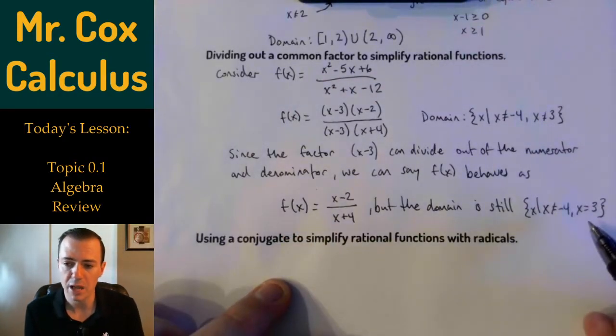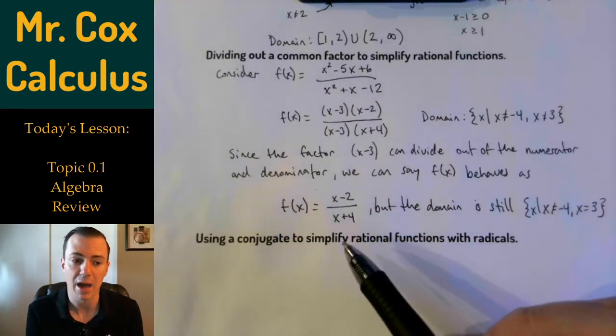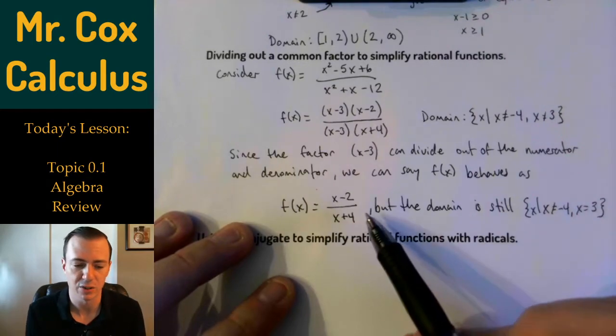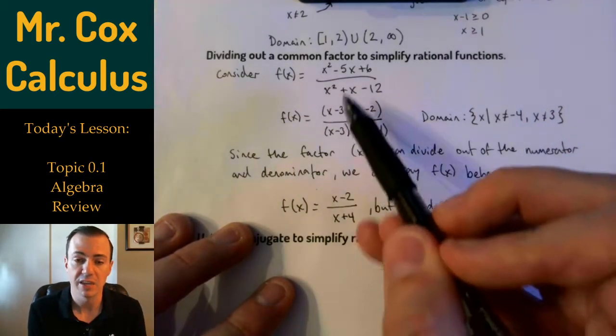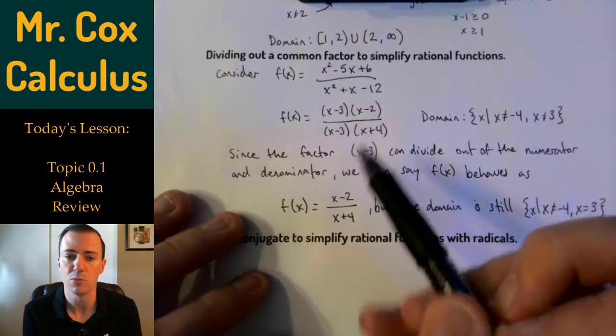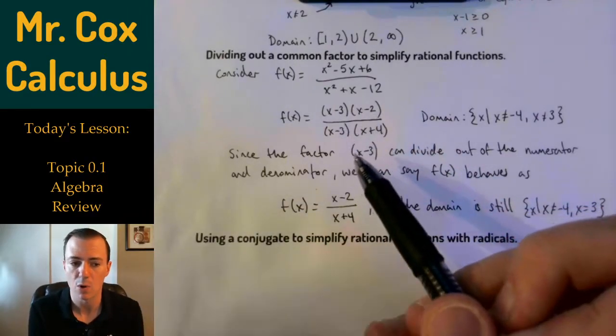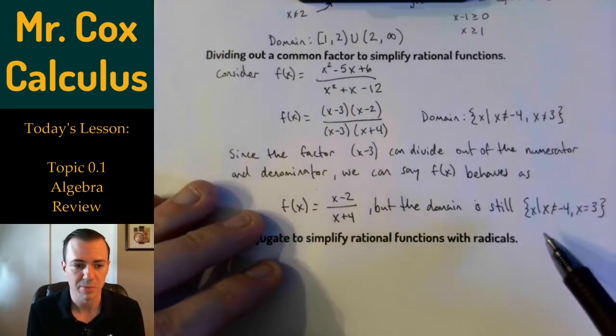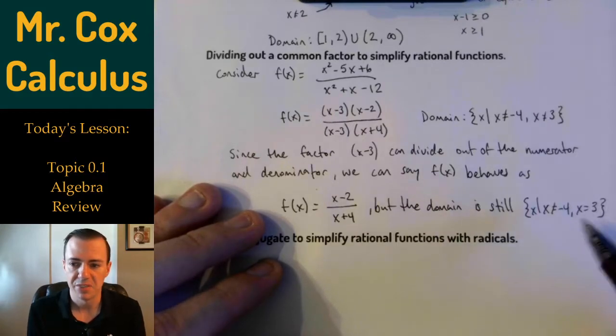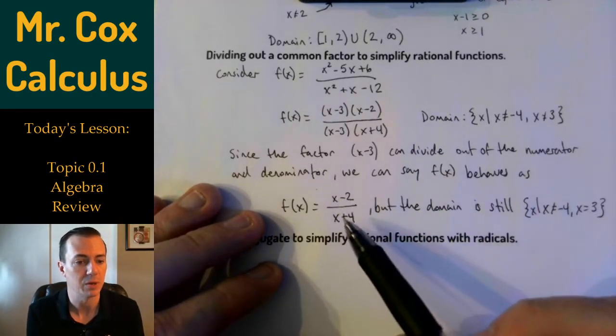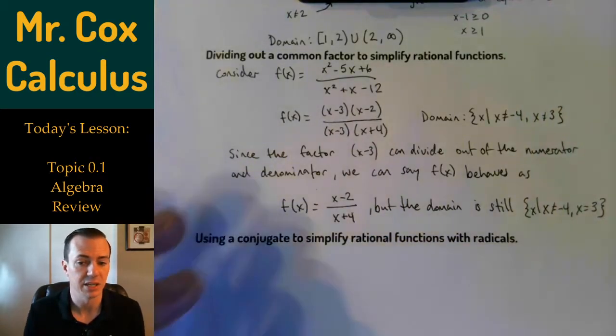So even though plugging 3 into this function might give me a value that doesn't look like it's undefined, remember the initial function, it is undefined if you plug 3 in. You would get 0 over 0, which is something we'll talk about in calculus. But this x equals 3 is still a restriction on the domain, even though I might be able to plug it in right here and still get a particular value.